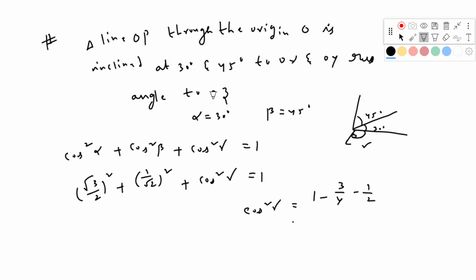So cos square gamma equal to minus 1 by 4. Generally any angle should not be negative, right? So that's the reason why this is not possible. No such line exists. So the option is no such line exists, right? Whenever we have the negative value, the line will not exist. Okay, next question.